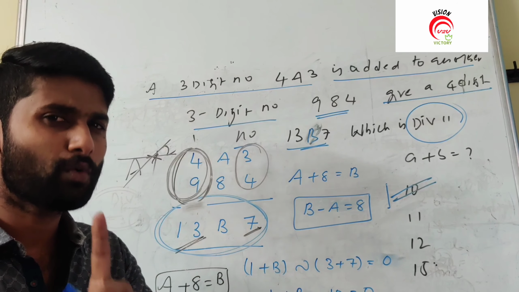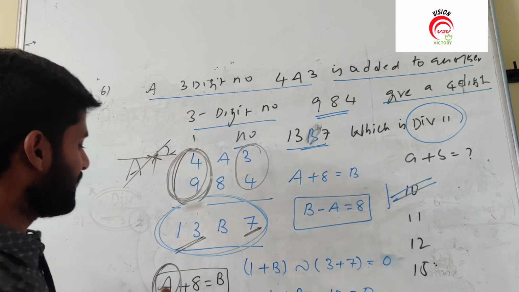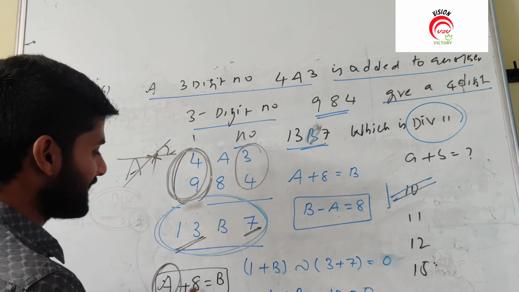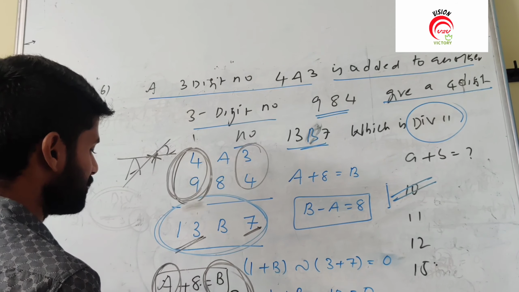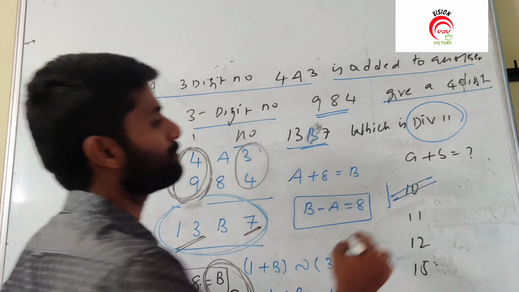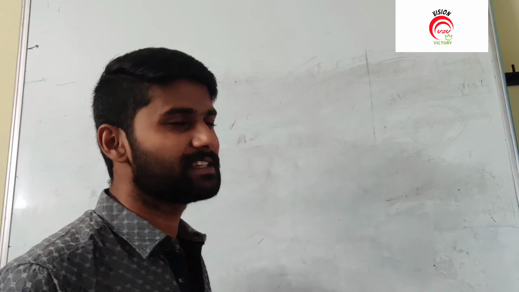So definitely we have only one chance. A can be replaced with 1. If A is 1, 1 plus 8 is exactly equal to 9. So we get the direct answer. So B value is equal to 9, A value is equal to 1, and the sum of its digits is equal to 10 only. Clear? So we can go with it.